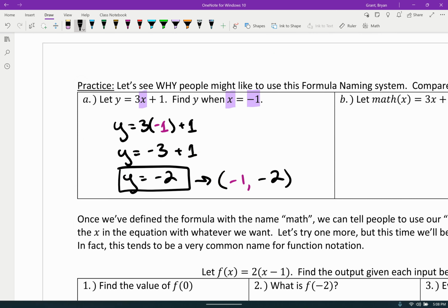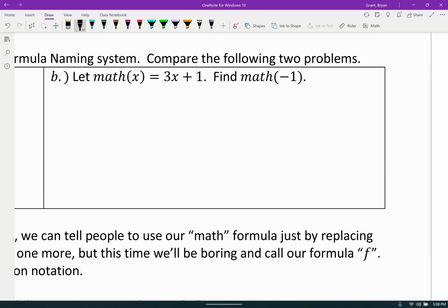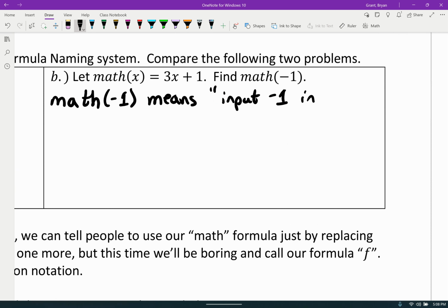Okay. Let's look at B. B says, let math of x equal 3x plus 1. Find math of negative 1. So we're actually going to have to do a little bit of writing here. You'll need a few lines. You'll probably want to write kind of small. So we're going to say math of negative 1 means. So what this means is we want to input negative 1 into the formula called math.